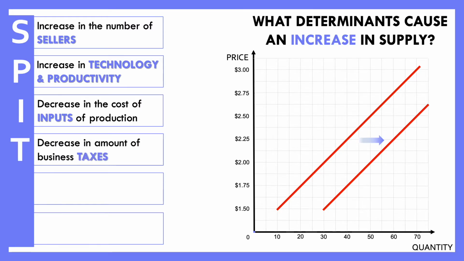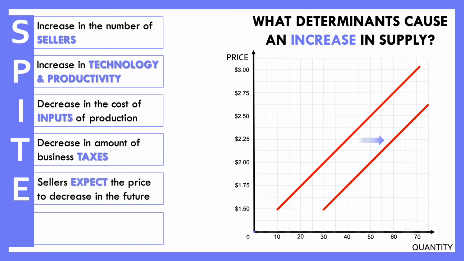T is going to stand for taxes, a decrease in the amount of business taxes. And this is just the idea that as taxes decrease for businesses, they have less money that they have to pay to the government and more money that they're able to put into their business. And since less money is going to the government and more money is going into their business, that's going to increase the supply. We'll talk about this later. Maybe you remember from U.S. history, but that was kind of one of the key tenets of Reaganomics in the 1980s, of decreasing business taxes and then deregulating the businesses. They could produce more, supply more, and it would spur on our economy.